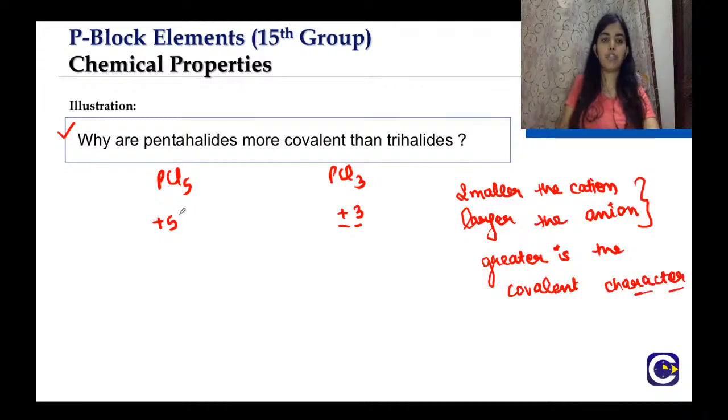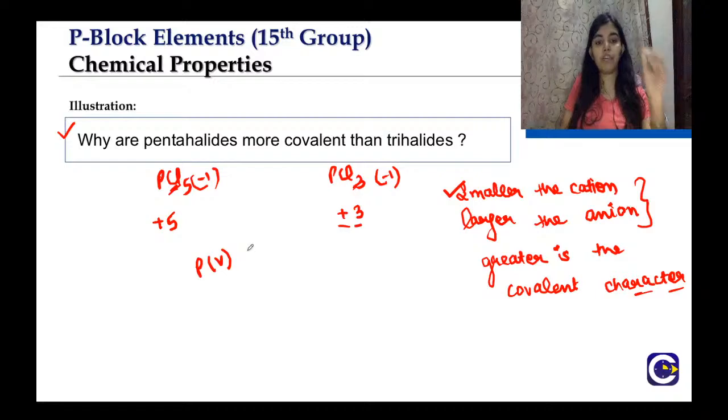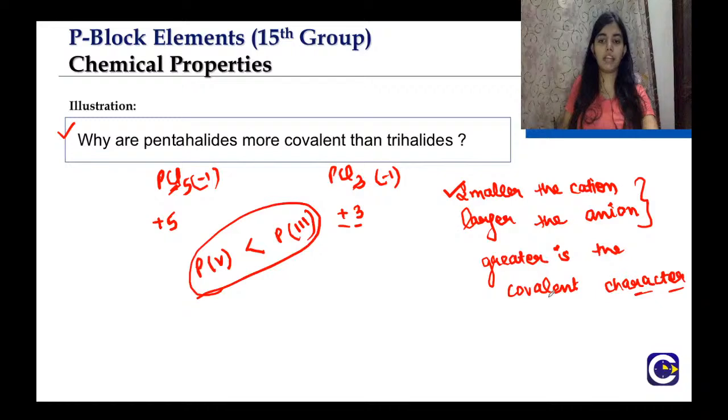Right. So here if you see, obviously phosphorus with a +5 charge will be smaller as compared to phosphorus with a +3 charge. So what will happen here? The anion is the same only, chloride and chloride, having a -1 charge here also, -1 charge here also. But if you see the oxidation state of phosphorus, it is different in both, one is having +5 and one is having +3. So we know that phosphorus in the +5 oxidation state is lesser in size than phosphorus in the third oxidation state, right? So this means that smaller the cation, greater is the covalent character.